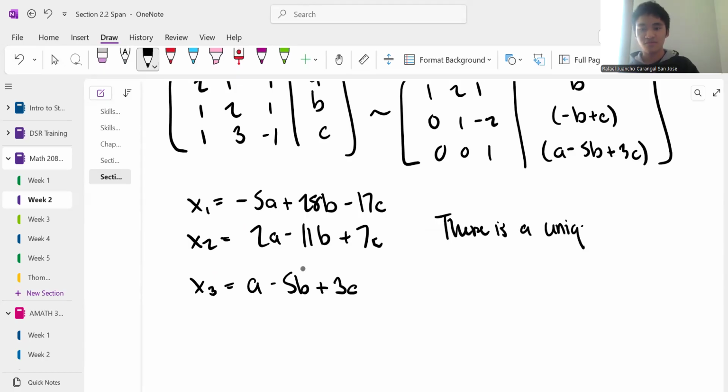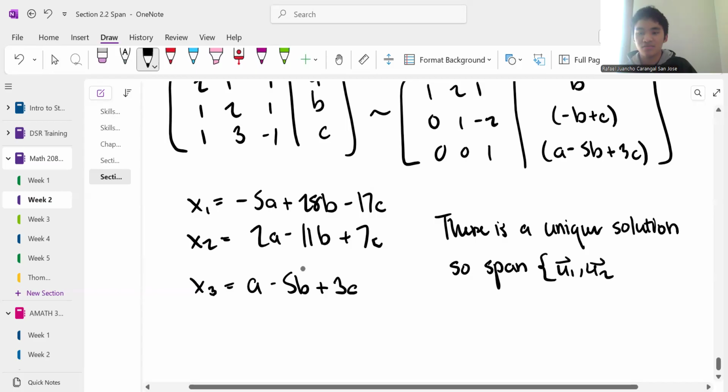So if we plug in any A, B, C here, we're going to get the corresponding scalars x sub 1, 2, and 3. Since there is a unique solution and we can get all the linear combinations just by modifying these scalars based on our input from A, B, C, then the span of these three things is actually just the whole R3.